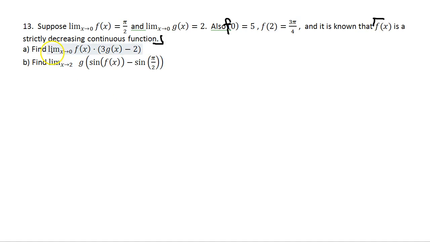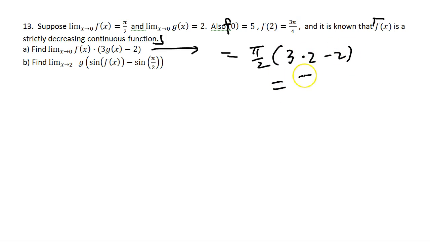Okay, let's first do the limit of x going to 0 of f of x. Where does f of x go to? It converges to pi over 2. So for this one, this part will converge to pi over 2. But where does g of x go when x goes to 0? This converges to 2. So that's going to converge to 3 times 2 minus 2, which is pi over 2 times 4, so it's 2 pi.